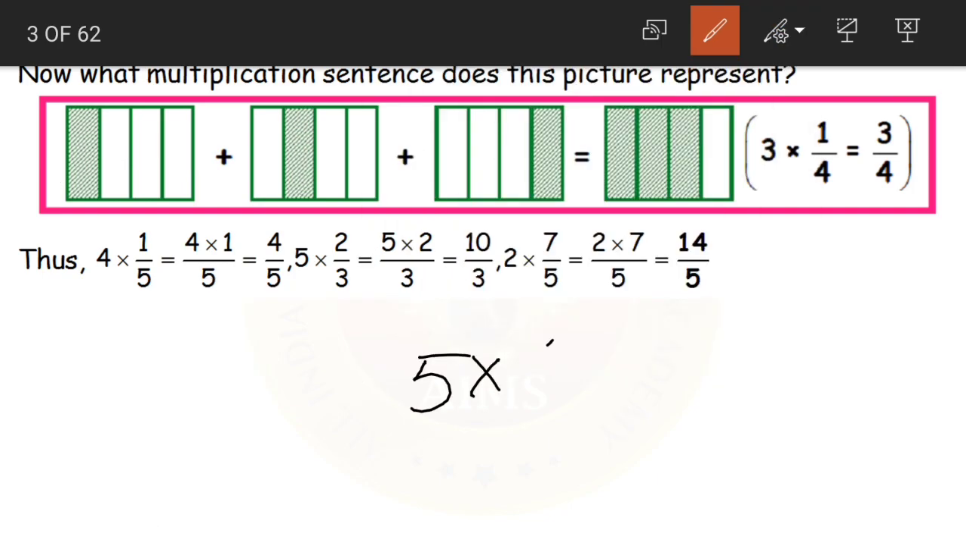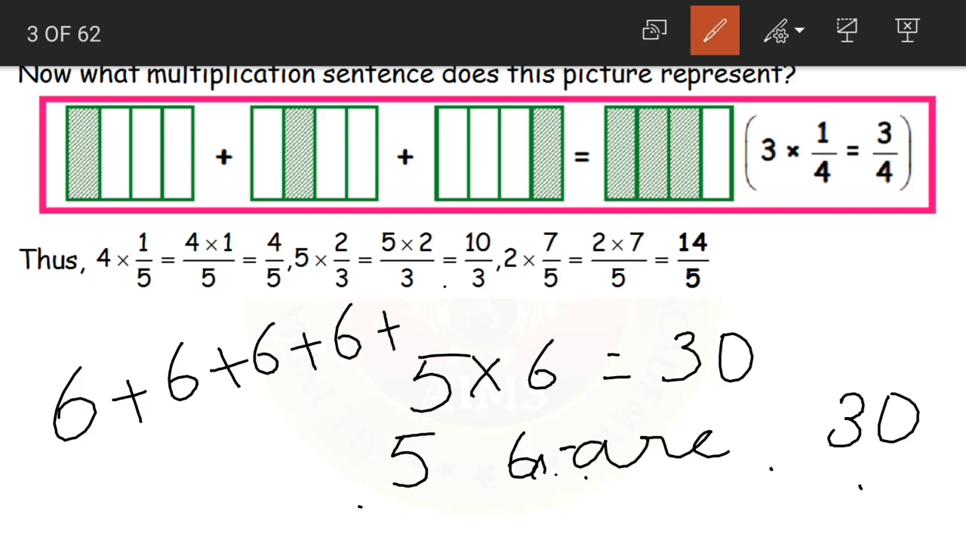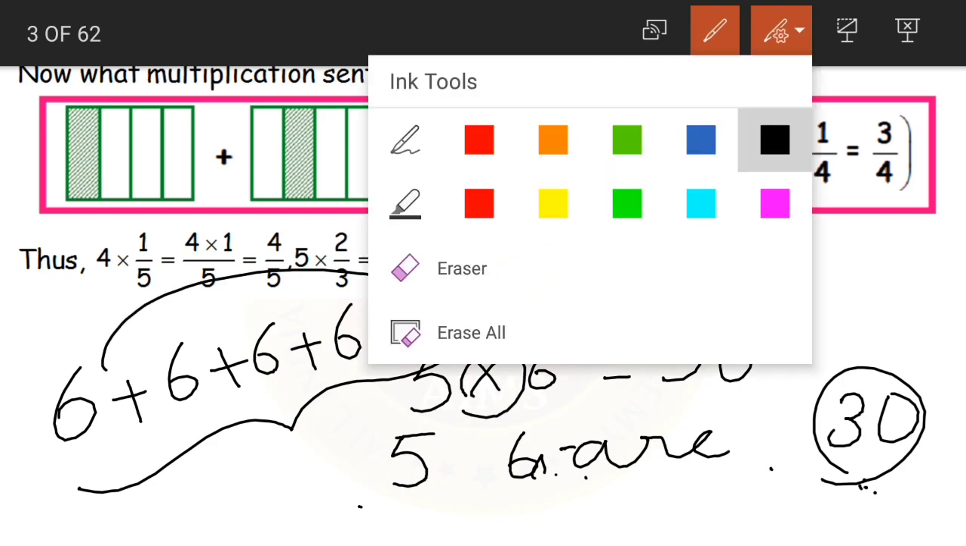When I say 5 into 6 is equals to 30. How do we read this? 5 6s are 30. That means what? We are having 5 6s, 1 2 3 4 and 5. When we add 5 6s we get 30 as the answer. Yes, multiplication is nothing but our repeated addition.